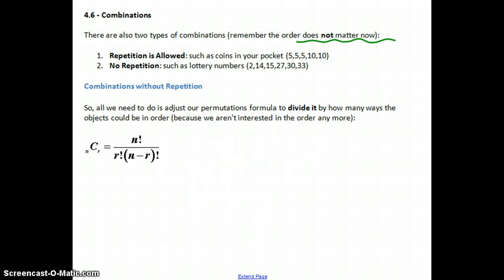All we need to do is adjust our permutation formula by dividing it by the number of ways the objects could be in order. So this is your new formula, nCr, where n is the total and r is how many you choose.